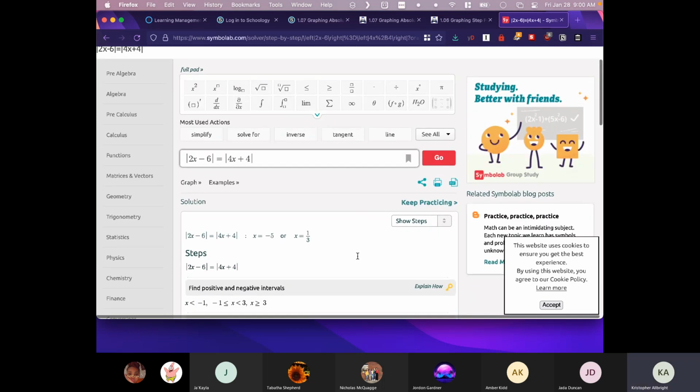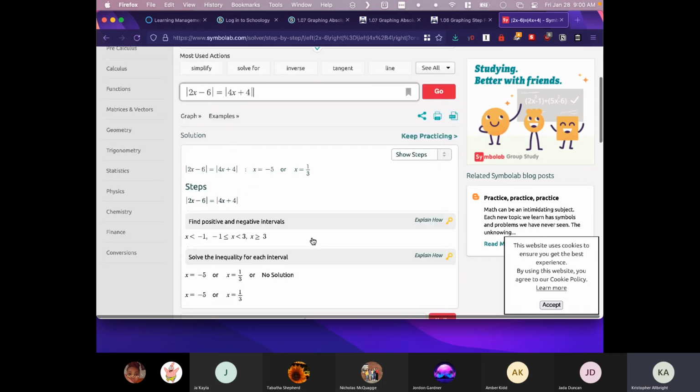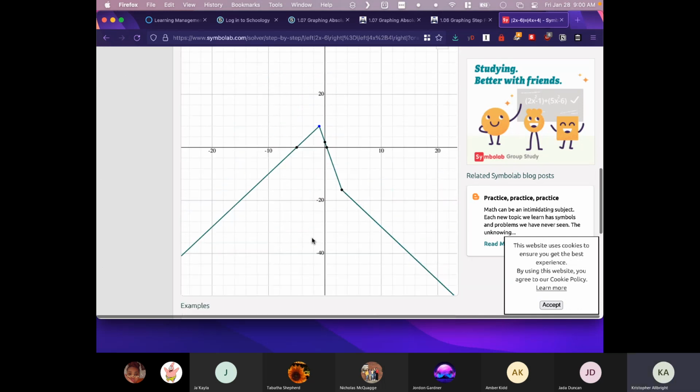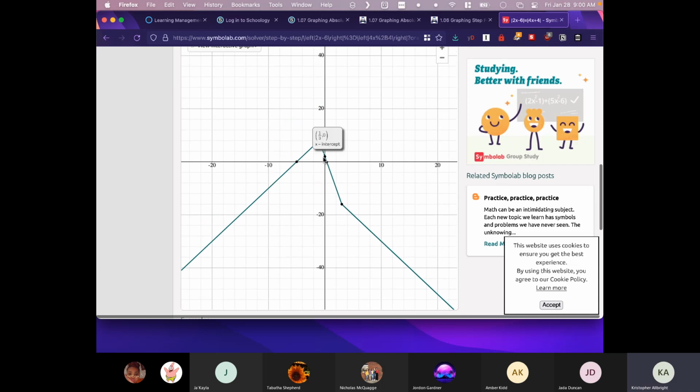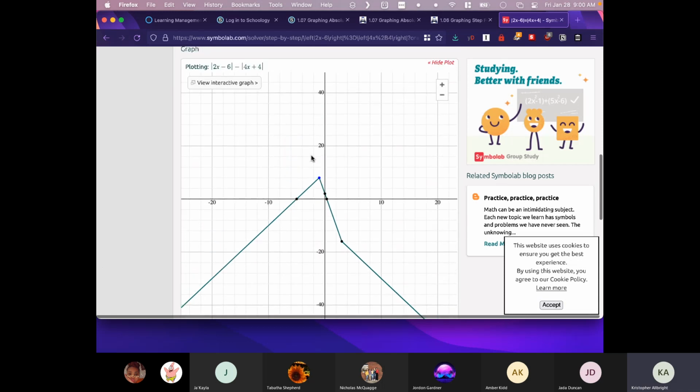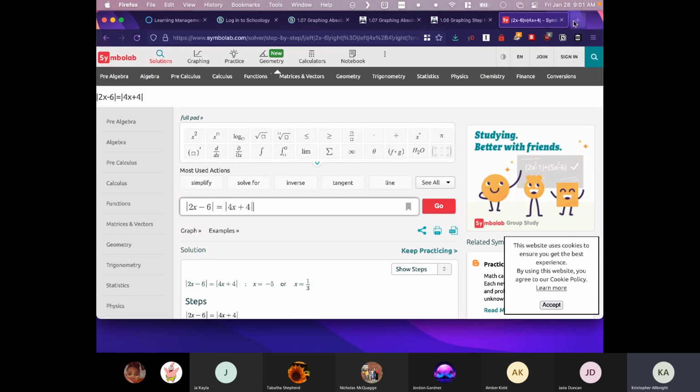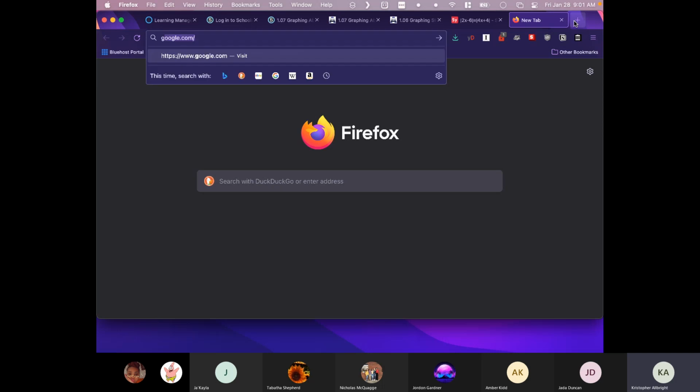And it will give me the two answers right here: x equals -5 and x equals 1/3. So that's the answer for number 8. Now you're going to need a graph. This isn't very helpful for you because this isn't the graph that it wants. It wants you to graph each of those individually and then give you the graph for it. So for that, I'm going to go to GeoGebra and we're going to graph it like that.